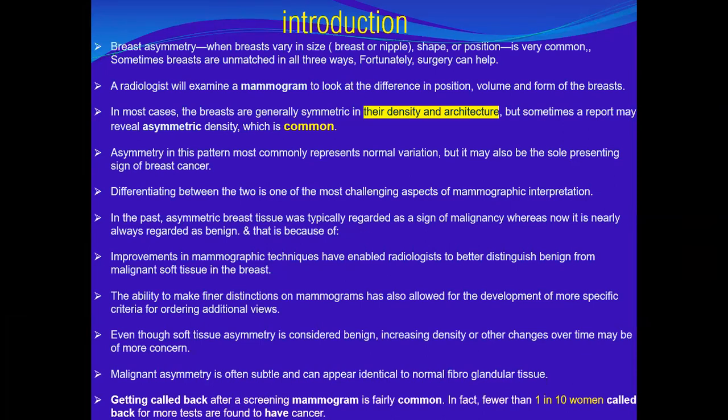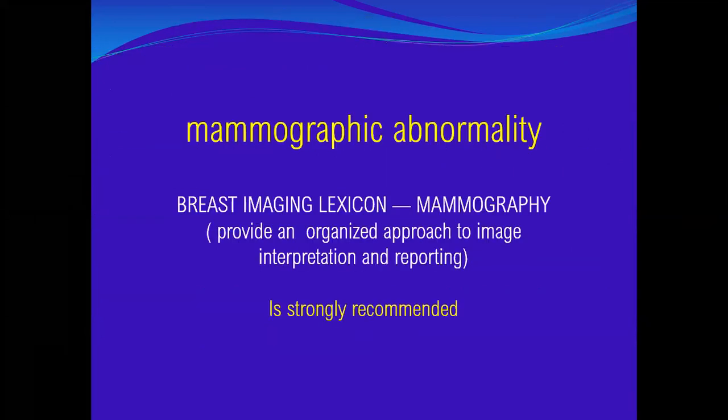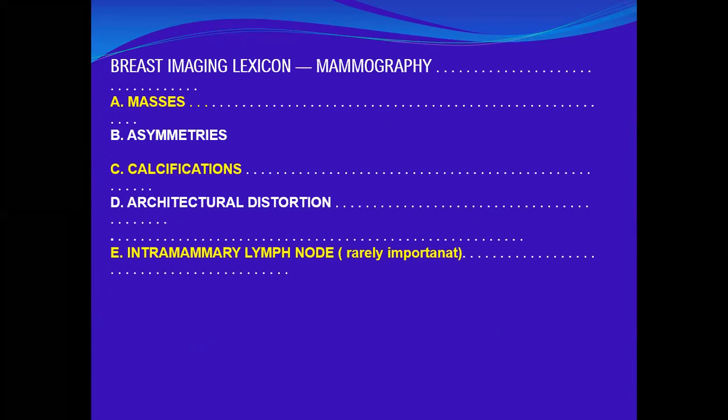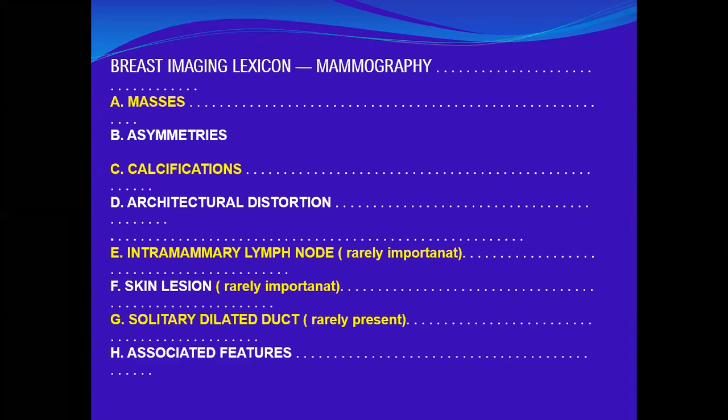Getting called back after a screening mammogram is fairly common due to asymmetry. In fact, fewer than 1 in 10 women called back are found to have breast cancer. For mammographic abnormalities, the BI-RADS breast lexicon is strongly recommended, as we described before, including masses, asymmetry, calcification, architectural distortion, and rarely intramammary lymph node and skin lesions, a solitary dilated duct, associated features, and describing the lesion location.